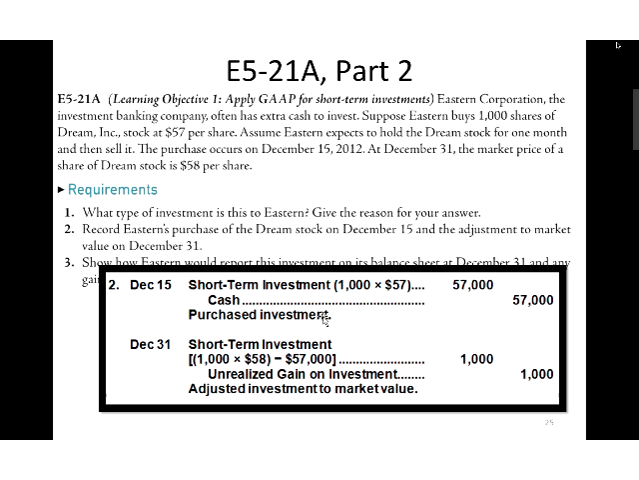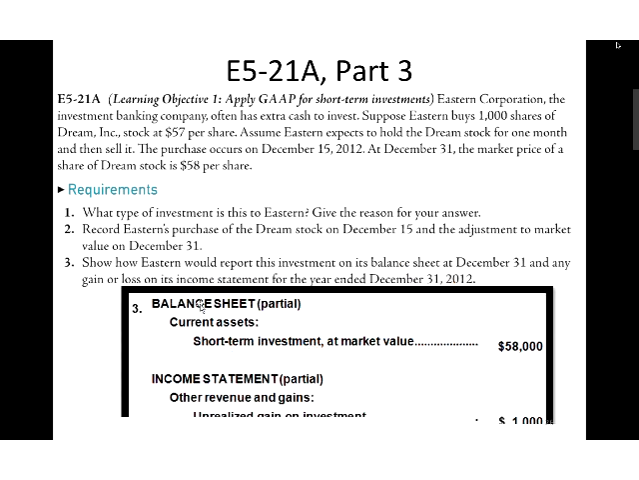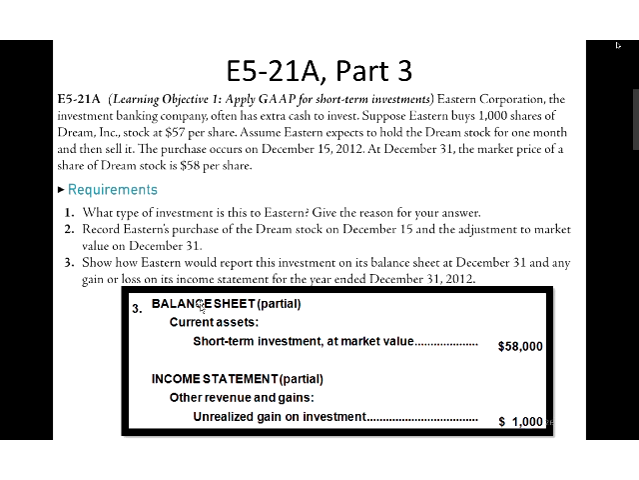And then we move on to the third question, and the third requirement says show how Eastern would report this investment on its balance sheet at December 31st and any gain or loss. Again, I'm going to go quiet for a minute while I wait for people to write it down, and then I'll talk about it.